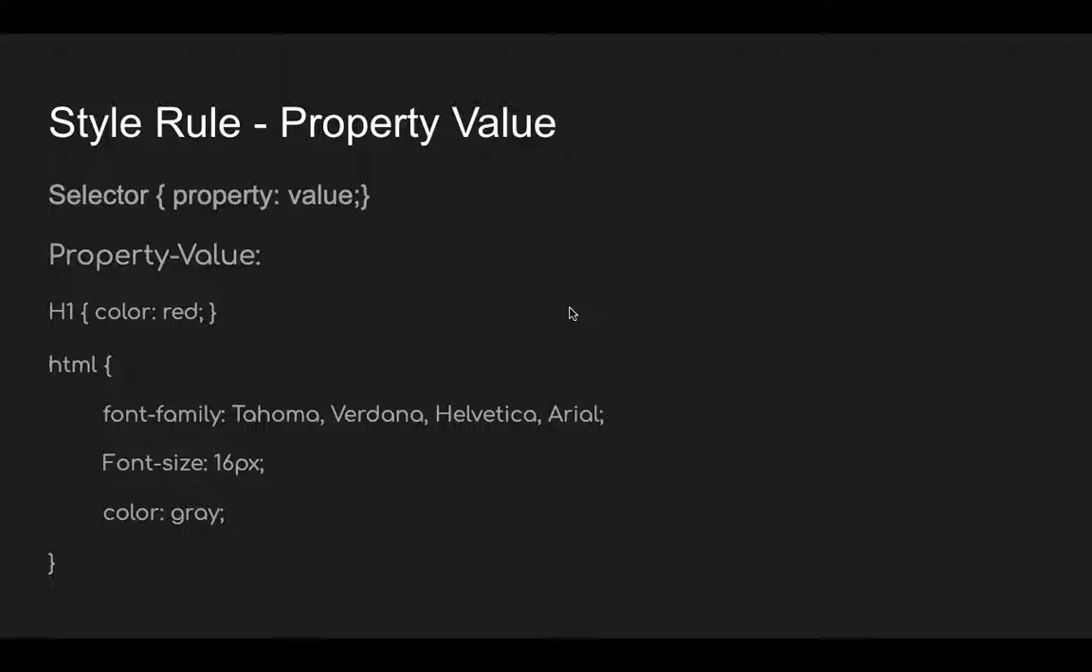Property values. So you have the selector, you have the curly bracket, and then you have the property value. For example, font family will take a comma delimited list of values. Can anyone tell me why you would want to have font family Tahoma, Verdana, Helvetica, Arial? Why would I do that?